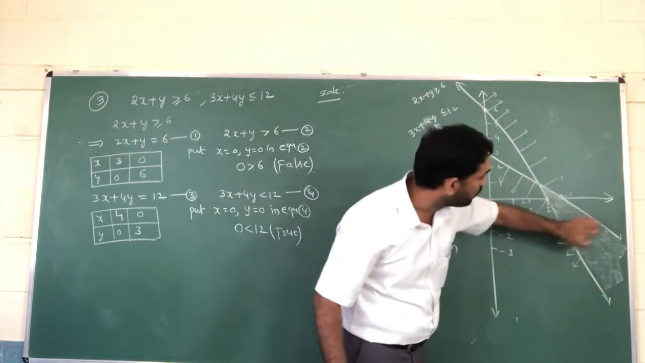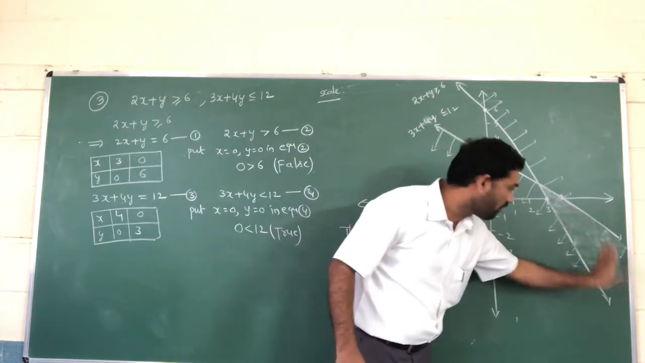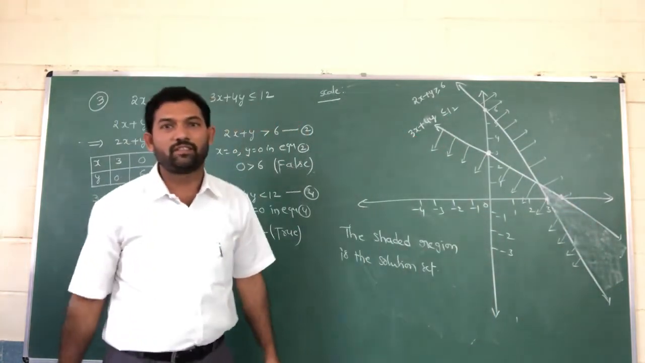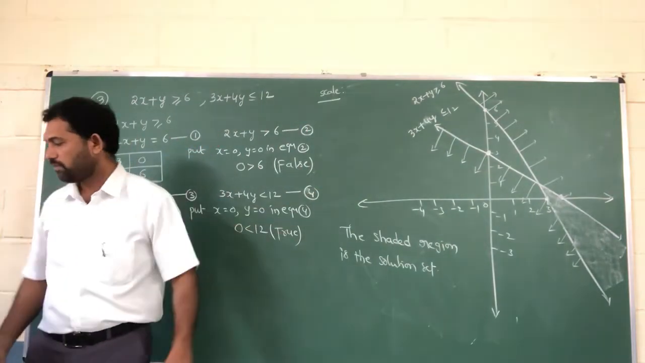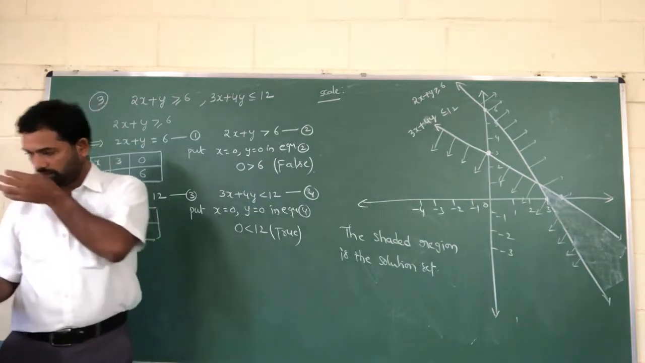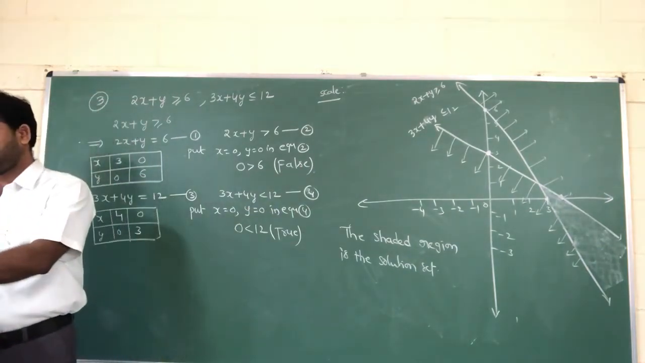Both lines were intersected here. This is our solution. That gap only is called our solution. So that is our solution. Note down fast.